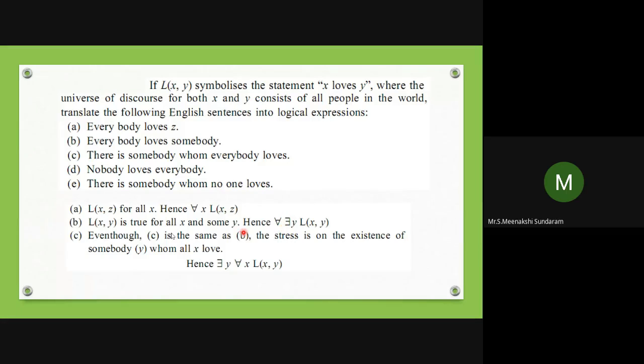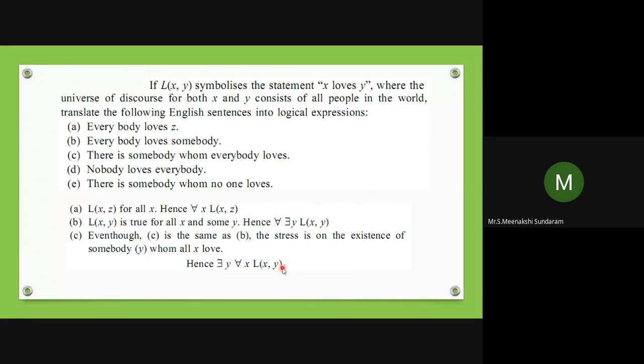Next one: there is somebody whom everybody loves. I think more of the statements are the same. B and C are the same, but the importance is different. First is somebody. The emphasis is given only on somebody. So there is somebody whom everybody loves. Even though C is the same as B, the stress is on the existence of somebody Y, whom all X love. About this only can we interchange. There exists a Y first, for all X next, L of x comma Y.